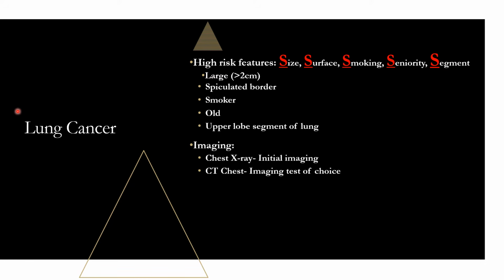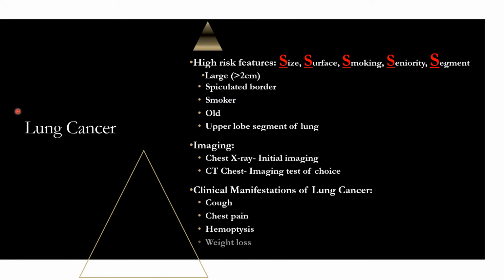All right, so let's move into the clinical manifestations of lung cancer. There's really 4 things that you're commonly going to see in real life and on the vignette. That's going to be a cough, chest pain, hemoptysis, which is coughing up of blood, and weight loss. So this is the presentation you're most commonly going to see in a vignette.